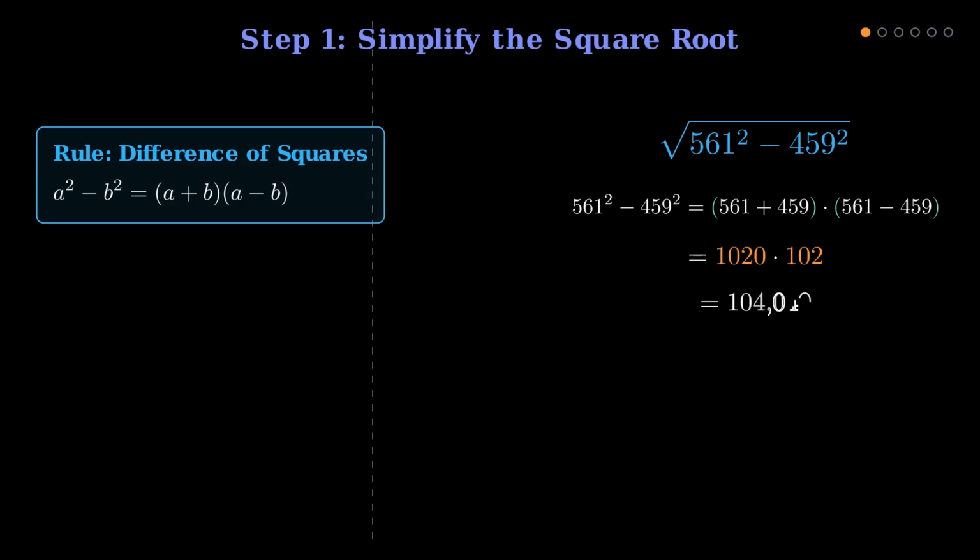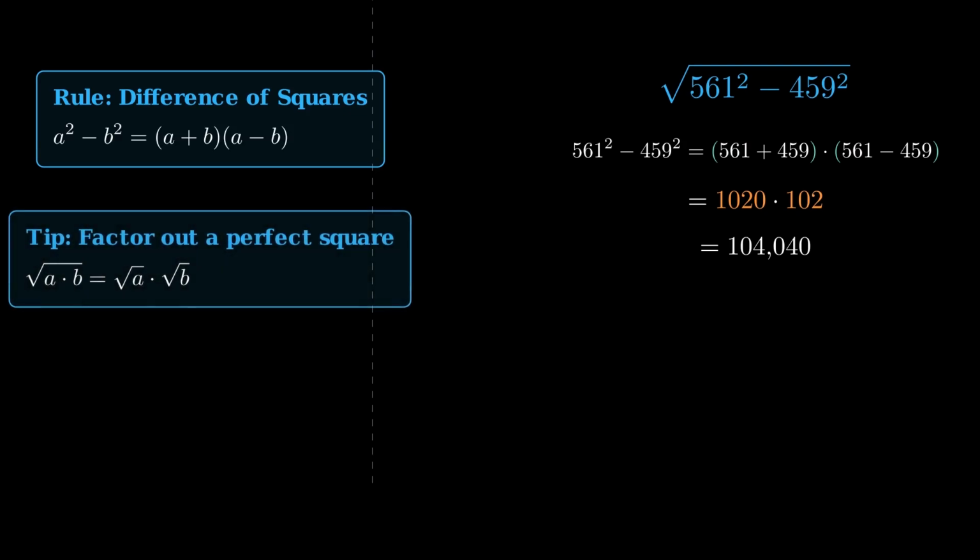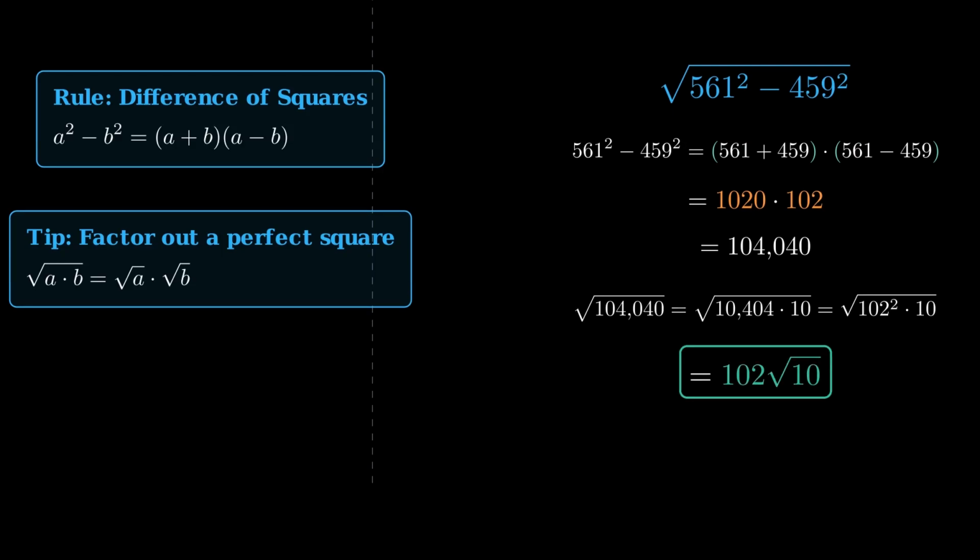1020 times 102. Let's compute that. That gives us 104,040. Now we take the square root. The trick is to factor out a 10, because our final answer will involve root 10. 104,040 divided by 10 equals 10,404. Is that a perfect square? Let's check. 102 squared is 10,404. Yes. So the square root simplifies to 102 times root 10.